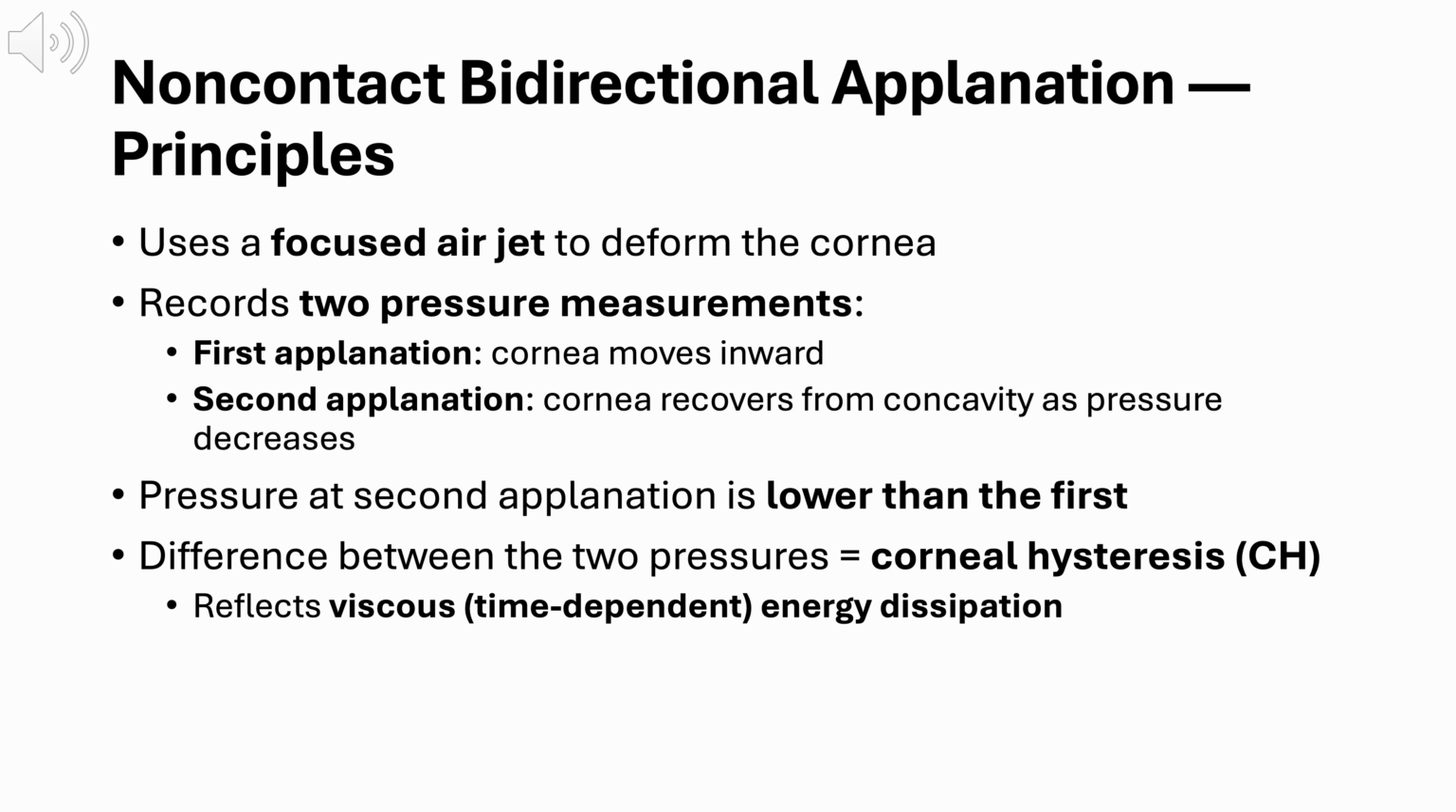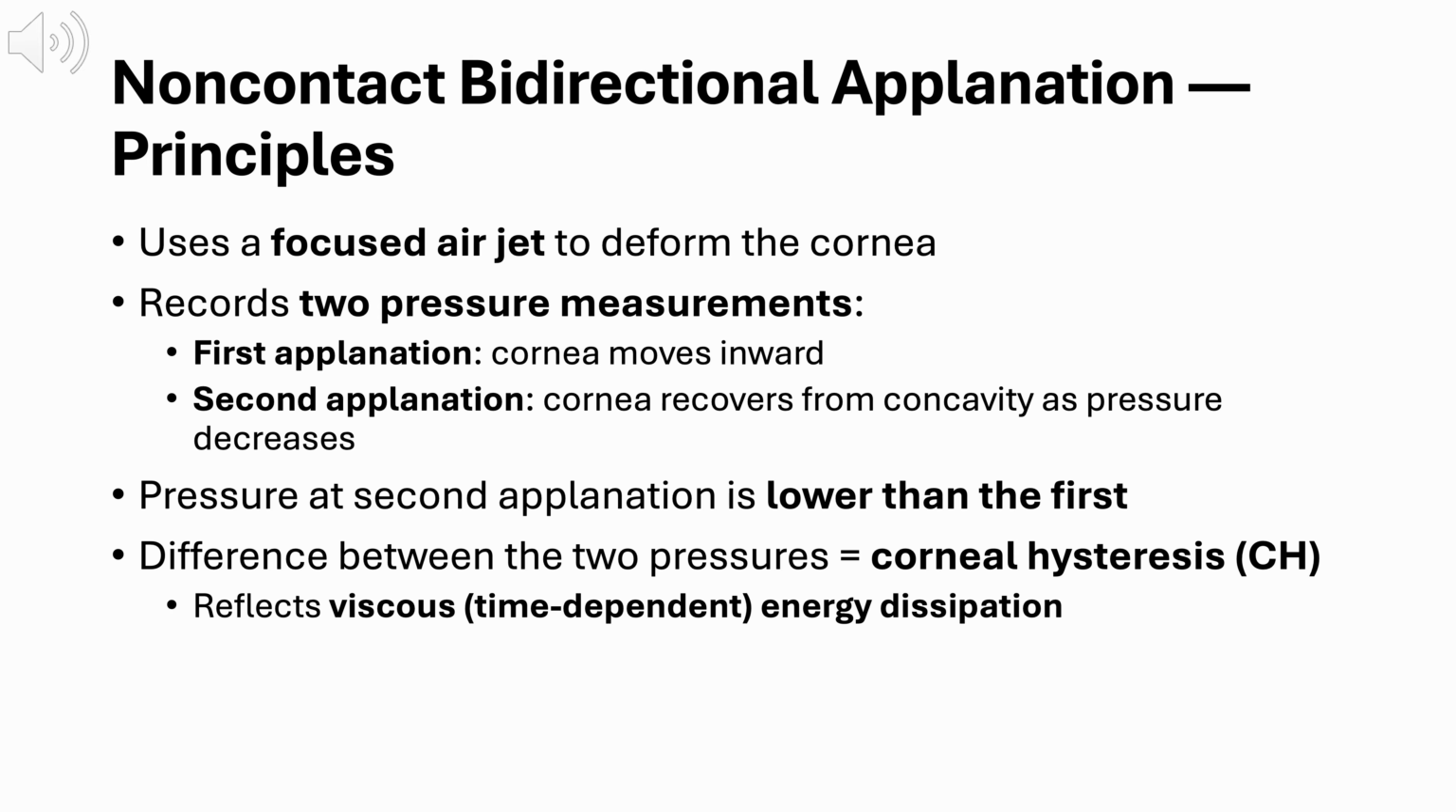As the air pressure then decreases, the cornea rebounds from a concave shape back toward its normal configuration. The point at which it flattens again is the second applanation, and this happens at a lower pressure than the first. The key measurement here is the difference between those two pressures. That difference is corneal hysteresis, or CH.